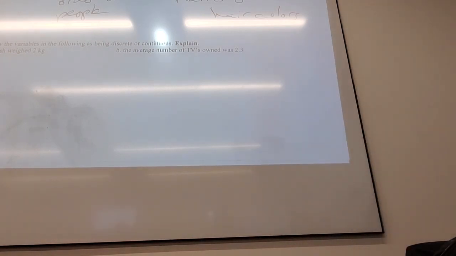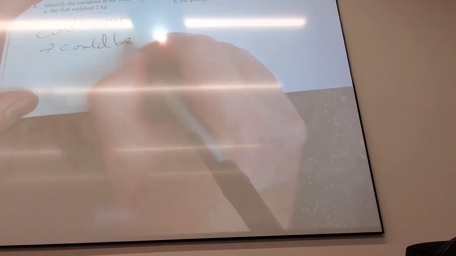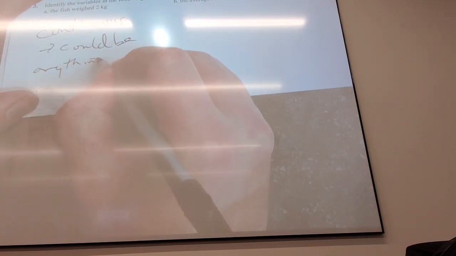So this is continuous. How would you explain that, though? But weight is a measurement. It's not good enough, huh? Specific. Weight is a continuum. Yeah, it could be anything. It could always be more specific, in an interval.